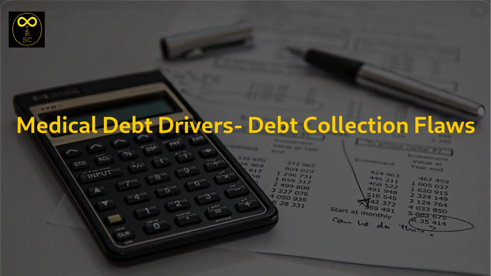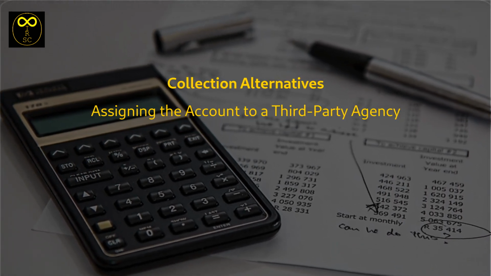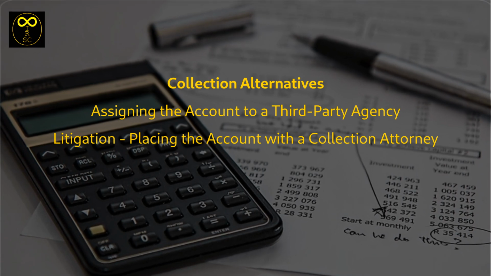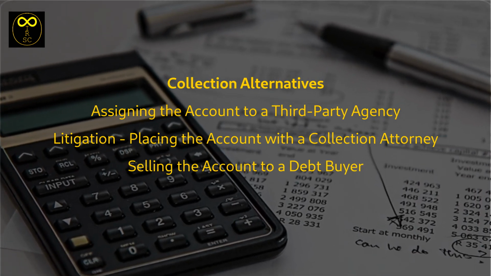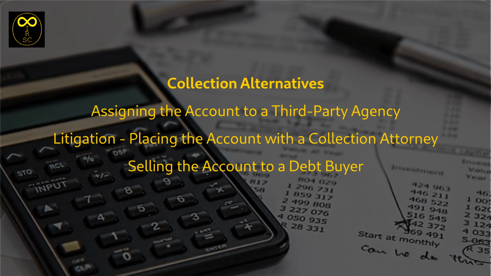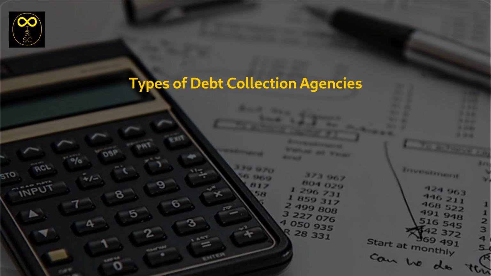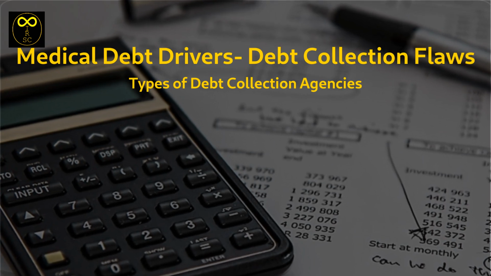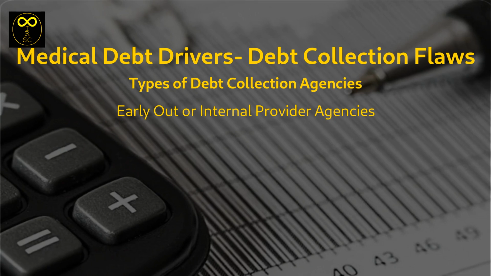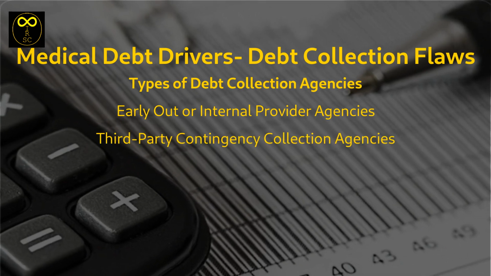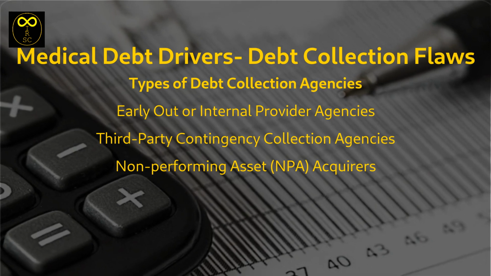Unsuccessful efforts by internal collections result in assigning the account to a third-party agency, placing the account with a collection attorney for litigation, or selling the account to a debt buyer, with the most common being a third-party collection agency. Worth pointing out is the fact that there are 3 types of agencies that collect medical debt. The agencies include early out or internal provider agencies, third-party contingency collection agencies, and non-performing asset (NPA) acquirers.